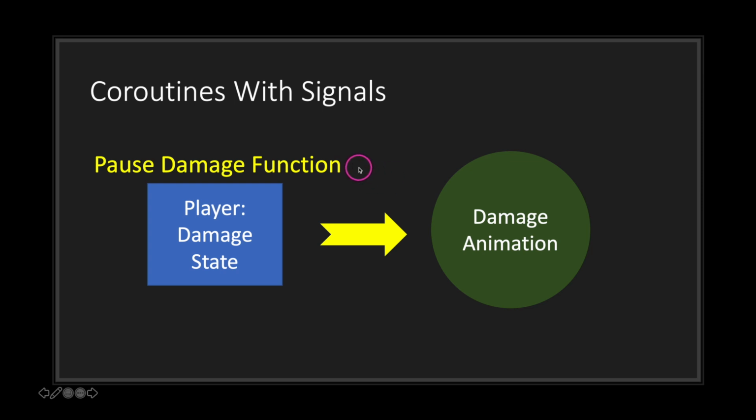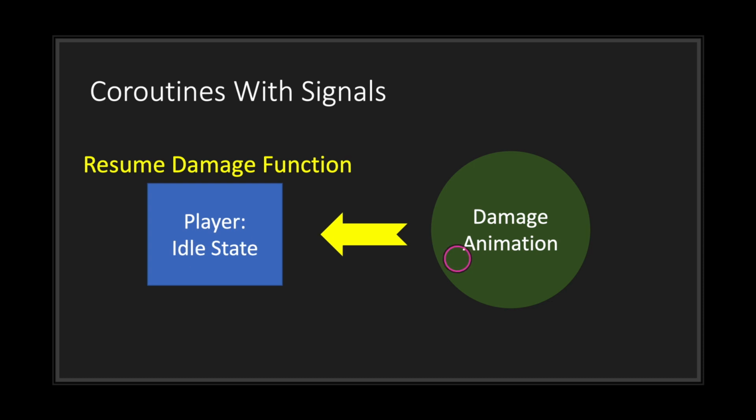You would pause your damage function and wait for the damage animation to finish. Once the damage animation has finished, you send a signal back to your player to let it know that you have finished the damage animation, and then you resume calculating damage for your player. And basically this repeats itself. This is one example of how you can use coroutines with signals to achieve a goal in your game program.